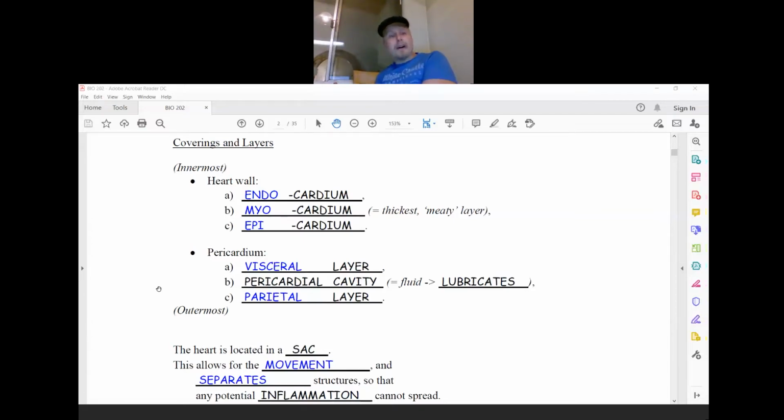The thickest part of the heart wall is going to be the myocardium. This is really the meaty layer. Often when I do a lot of research on the heart and heart muscle, it's really the myocardium where we focus. That's the really obvious part of the muscular layer of the heart wall. And the outermost layer of the heart wall is our epicardium. So the order is going to be from endo to myo and then to epi.